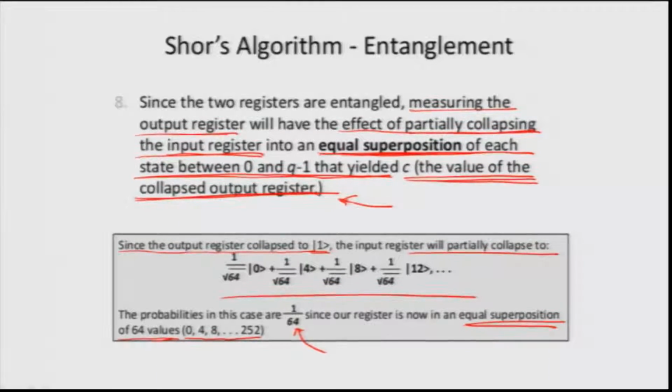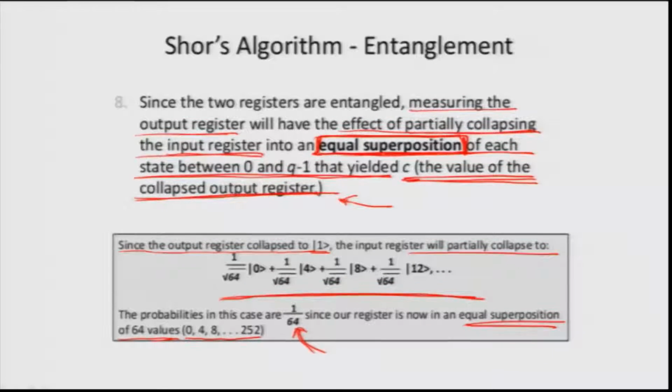But please note, it would still be in an equal superposition of each state between 0 and q minus 1, which yielded the C state. This is the part which is very important: the input register still remains in an equal superposition once we have done this collapse measurement of the output case. So, the partially collapsed input register will be of this kind, with each probability coming out as 1 over 64, which means these are all in equal superposition.